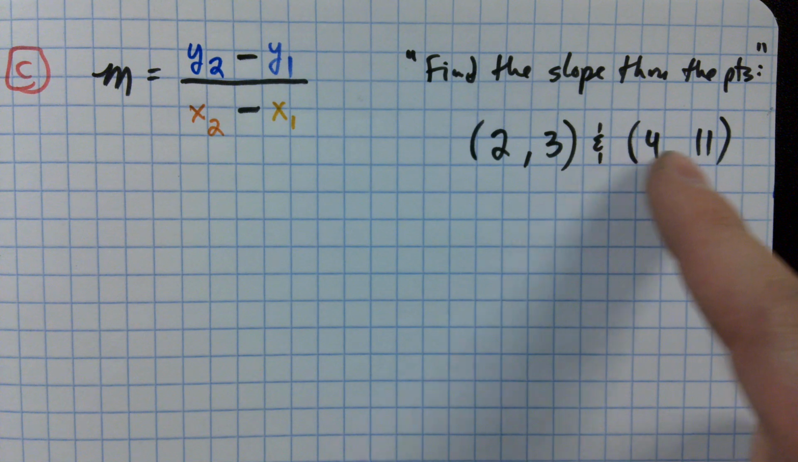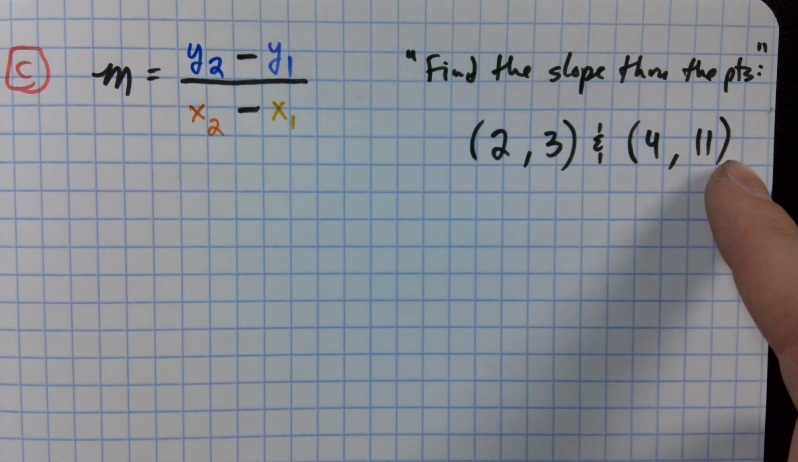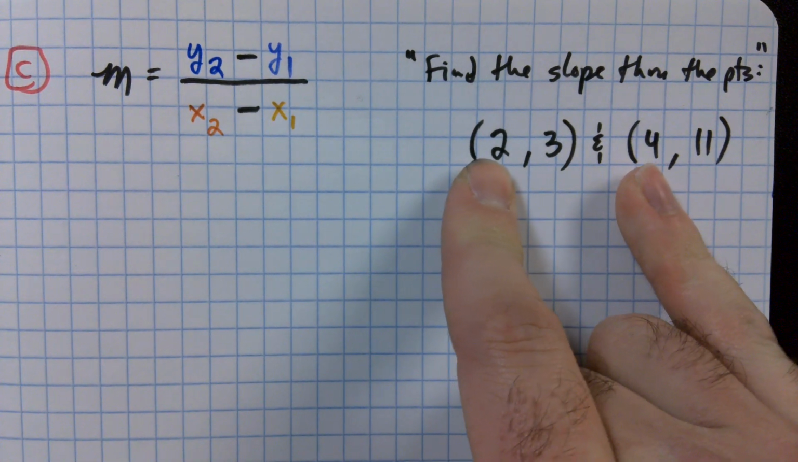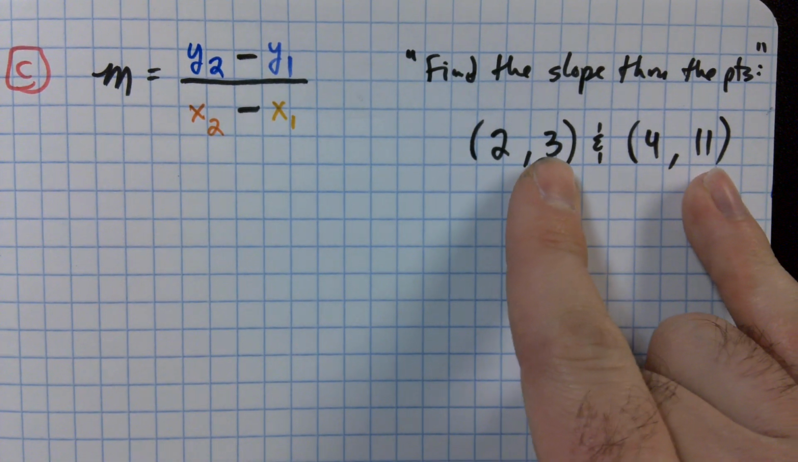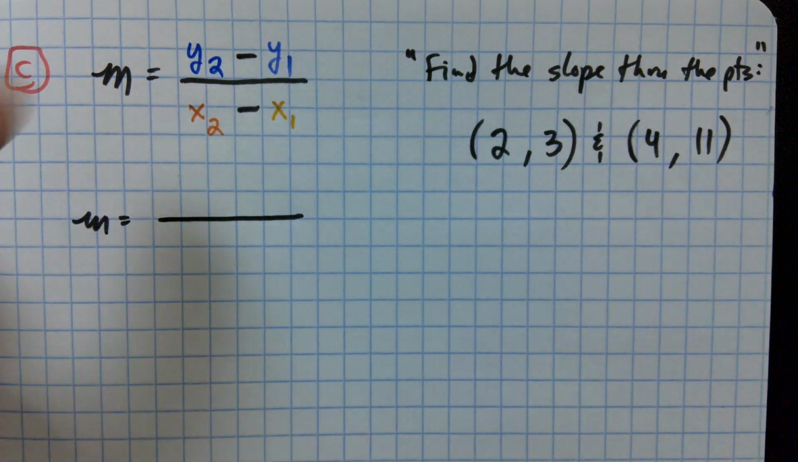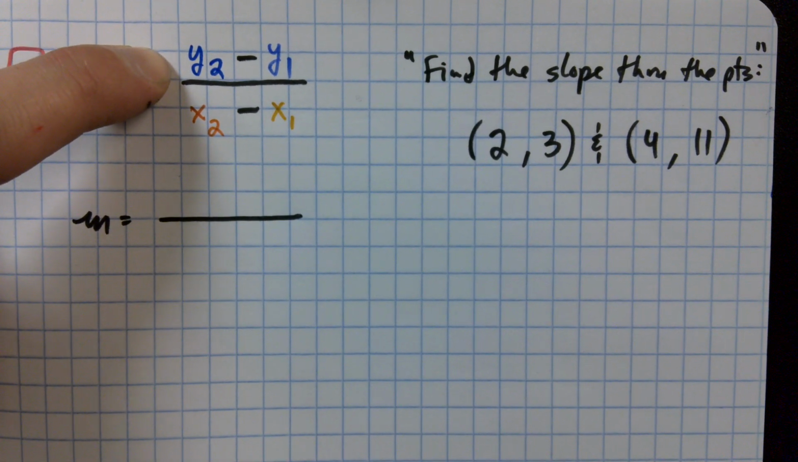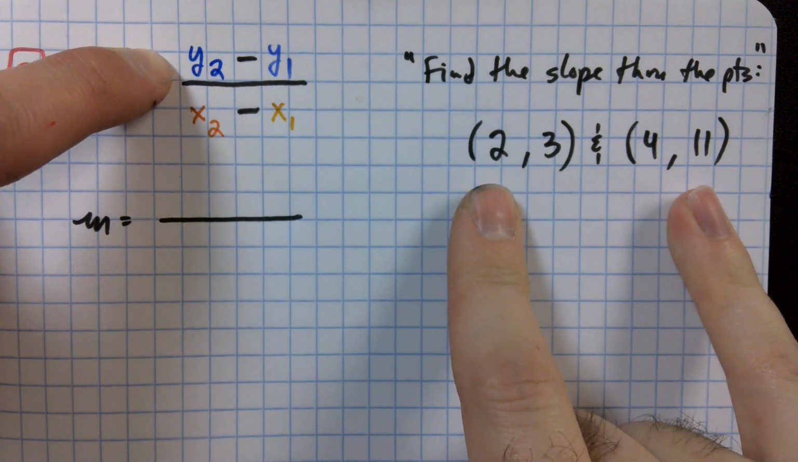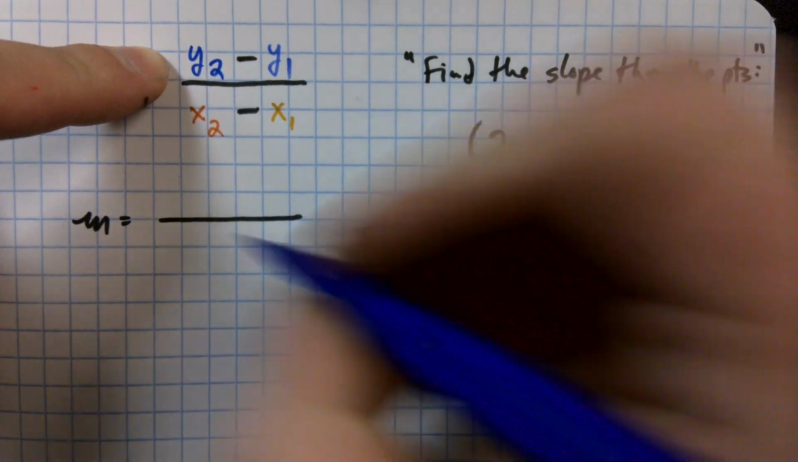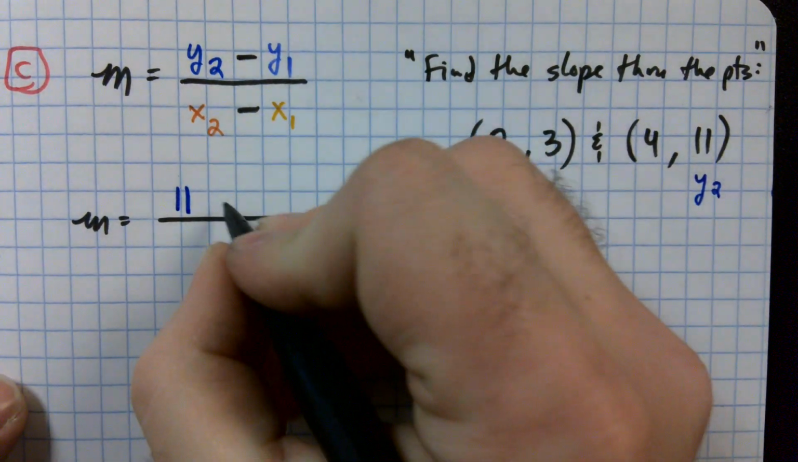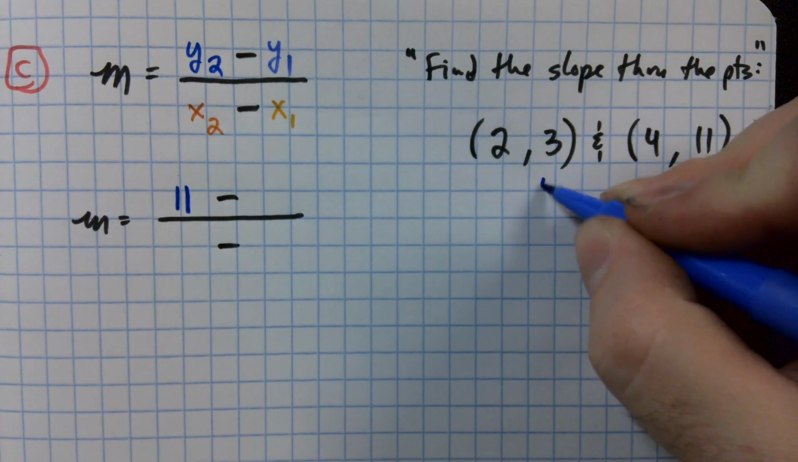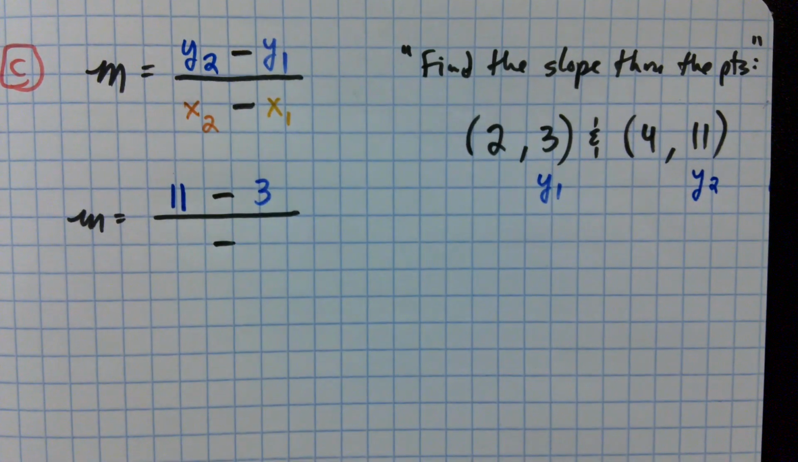So if I'm looking at these points right here, what are my 2 x values in these points? 2 and 4. What are my y values? 3 and 11. The first thing I want to plug in is y2, which is my second y value. So if I'm looking at these points, what's my second y value? 11. That's my y2. What's my first y value? 3. That's my y1.